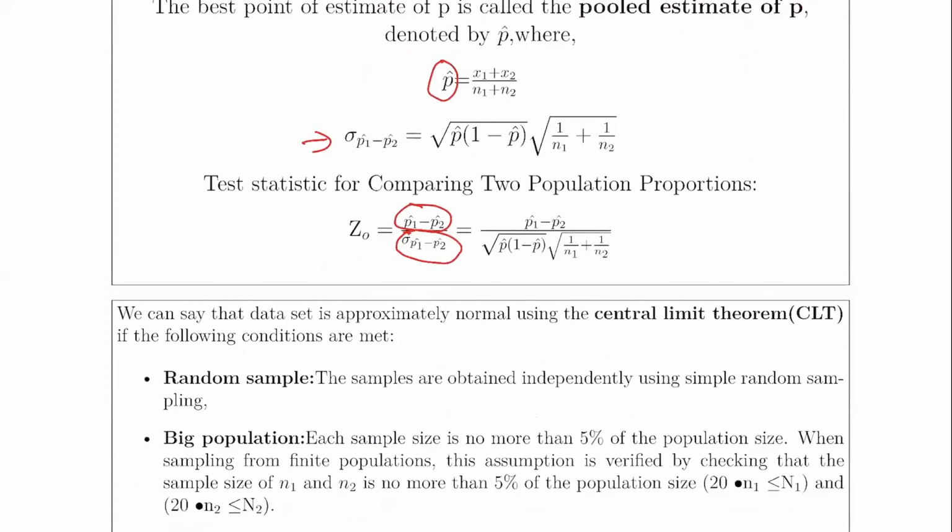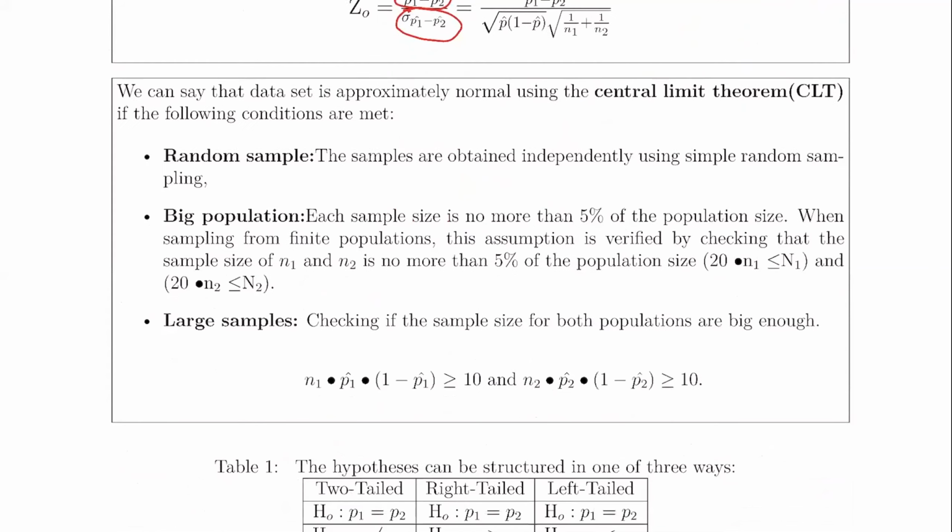All right. Up next, we have the central limit theorem. Remember, the central limit theorem from before required a large sample size and a big population. That is still the same: you have to have a big population and a large sample size. The only thing that's different now is that since you have two populations, you have to check it for both populations. You have to do it for population 1, but you also have to do it for population 2.